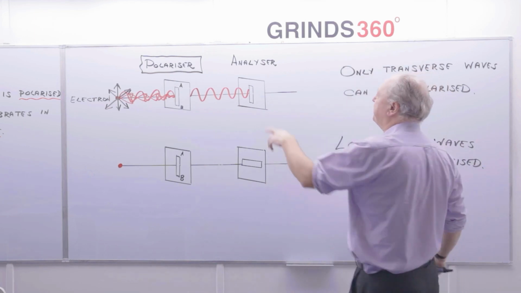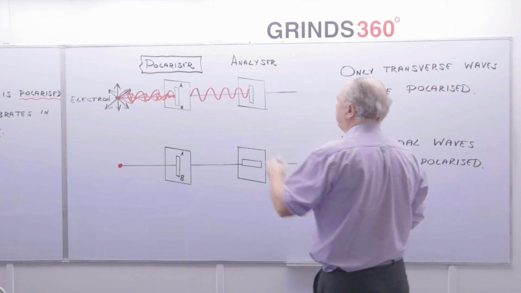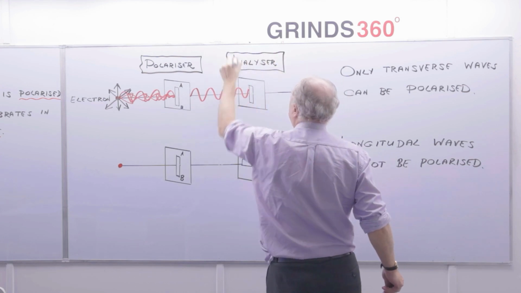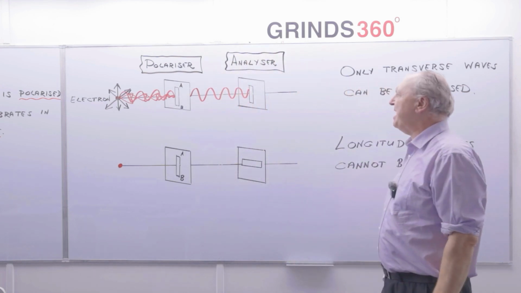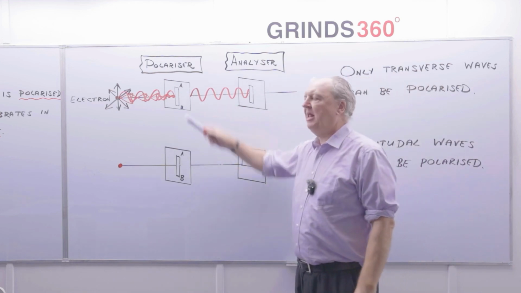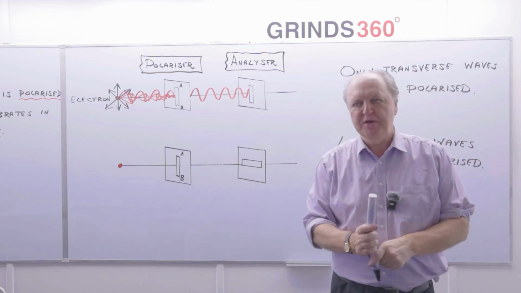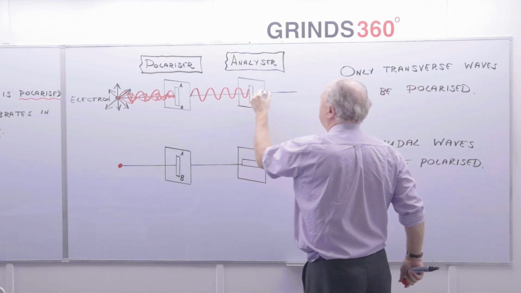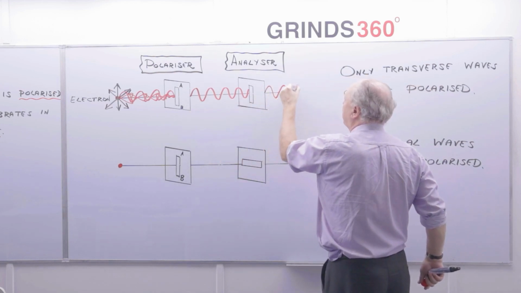I have a second obstacle here. This second obstacle is going to be called an analyzer. You can see that my analyzer also has a gap. This gap is parallel to the polarizer's gap. So, therefore, that wave passed through the first gap, and it's also going to pass through the second gap.